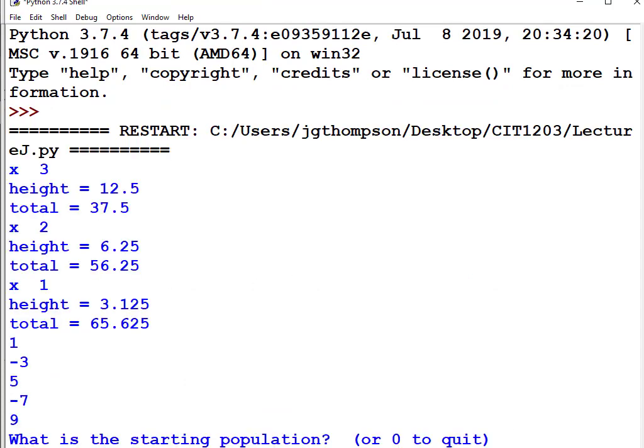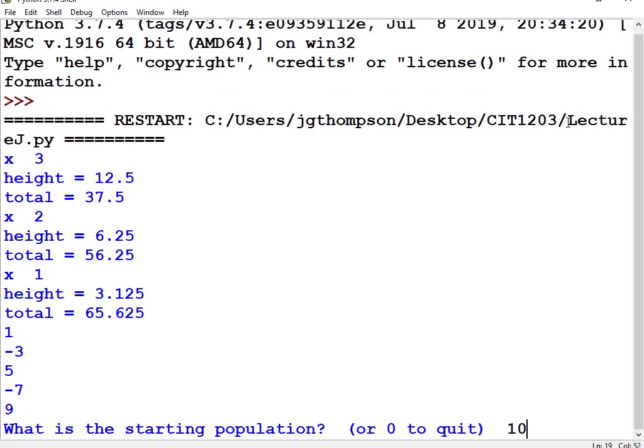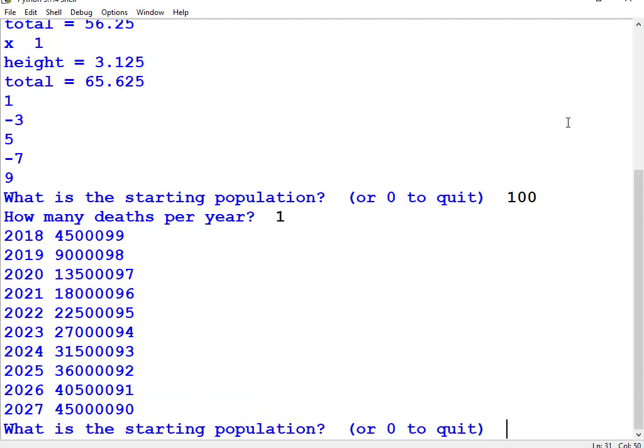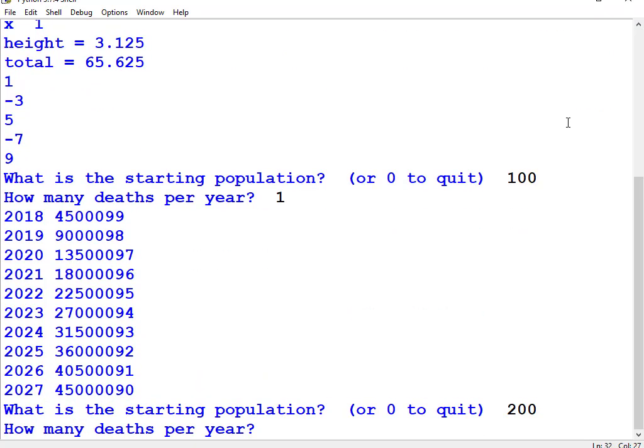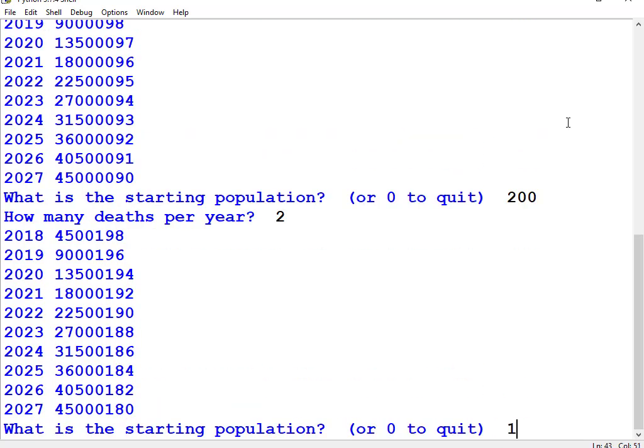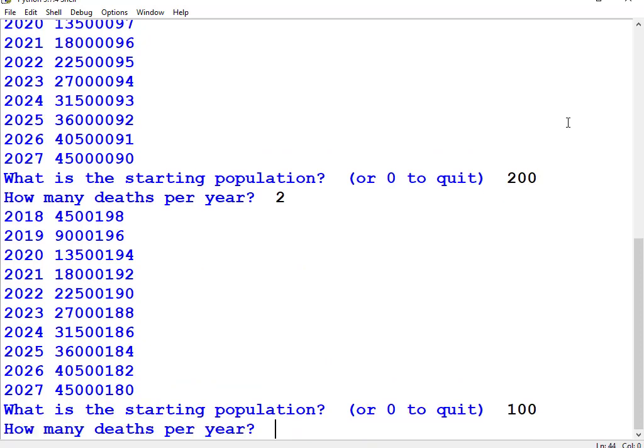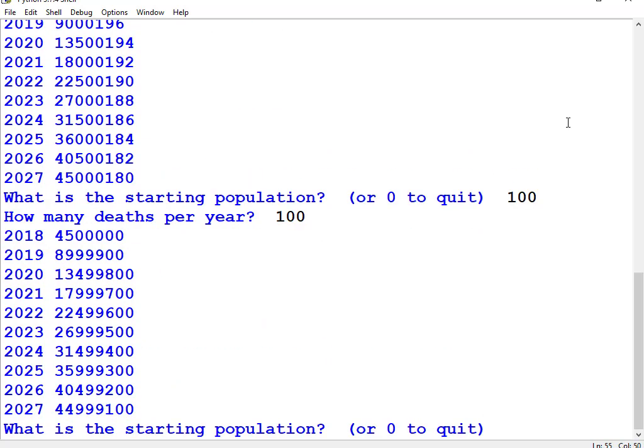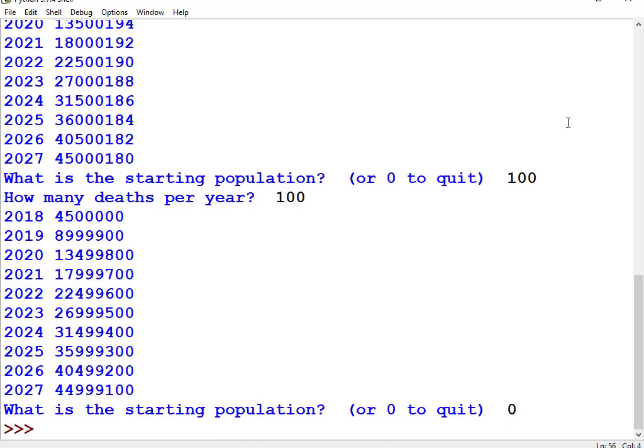All right, what's the starting population? 100. How many deaths per year? 1. What's the starting population? You see, it's asking me again. 200. How many deaths per year? 2. What's the starting population? 100. How many people die a year? 100. Pretty grim, but okay, now you see the ridiculousness of having the birth rate being, you know, 4 million or whatever it is. And I'm finally done, so I'm going to type in 0 to quit.